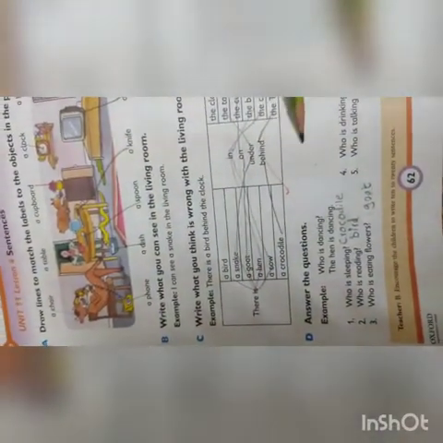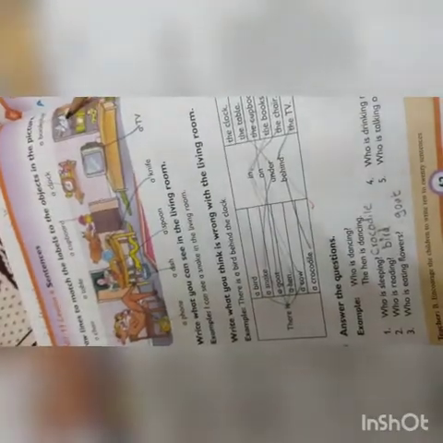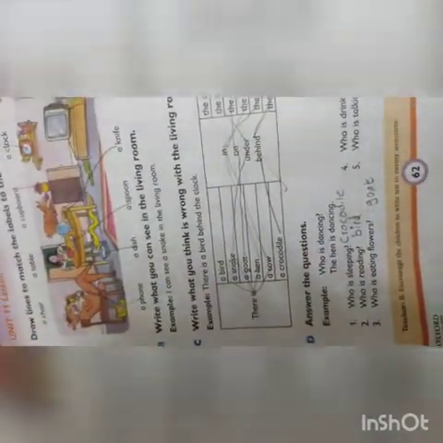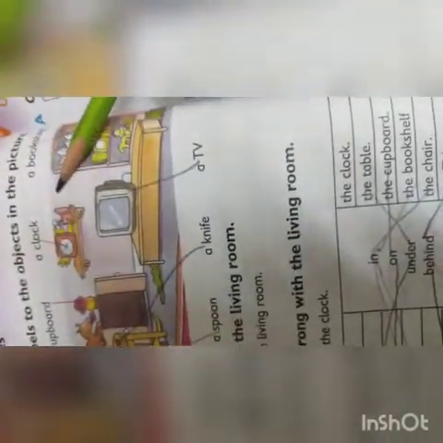Answer the questions. Example, who is dancing? The hen is dancing. Look at here. Who is sleeping? Crocodile is sleeping in this picture. Who is reading? The bird is reading. Who is eating flour? The goat is eating flour. Who is drinking milk? The snake is drinking milk. And the last one is, who is talking on the phone? The cow is talking on the phone.